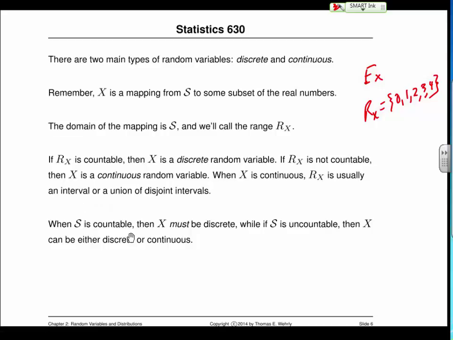Now, when S is countable, X has to be discrete. And if S is uncountable, the sample space, X could either be discrete or continuous. If the final set of values is only finite, then we have to have a discrete random variable.